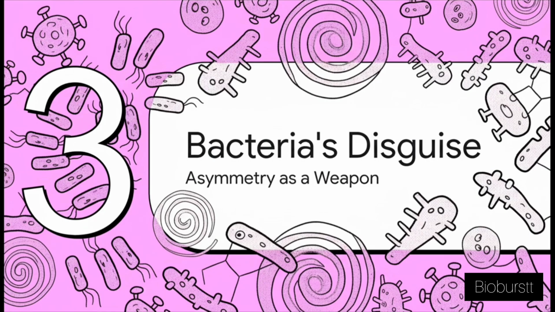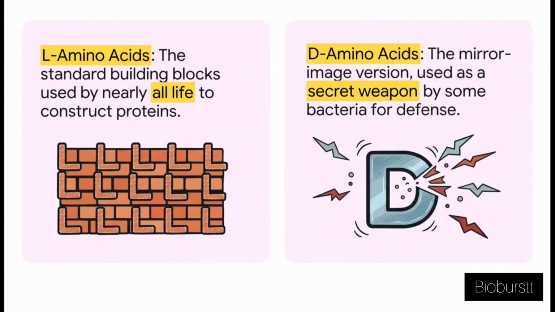So, what happens when this fundamental rule gets broken? Well, for some bacteria, learning to use the other hand is not just a party trick. It's a key to survival and a really powerful weapon in this constant molecular arms race. So while basically all of life is building its proteins with these L amino acids, some clever bacteria have figured out how to use their mirror image, the D amino acids, in their own structures. And they use this molecular trick as a pretty powerful tool for defense.